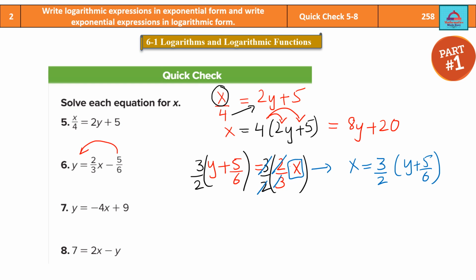Again, for finding x here, I'm going to isolate the x. So I can move the 9 to the other side.